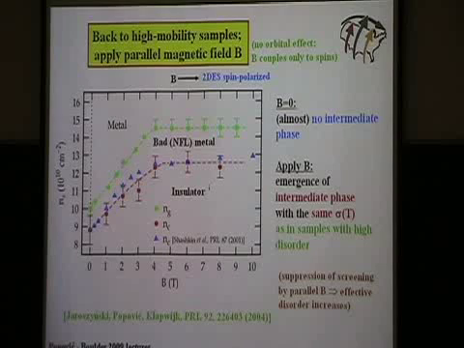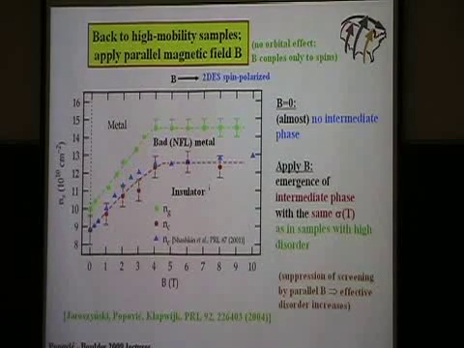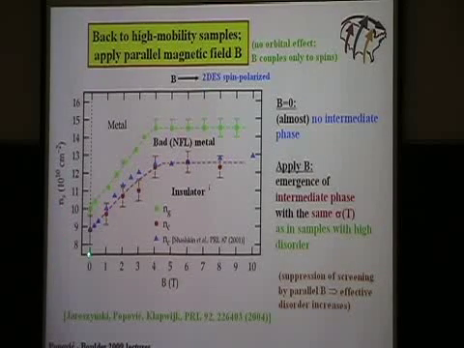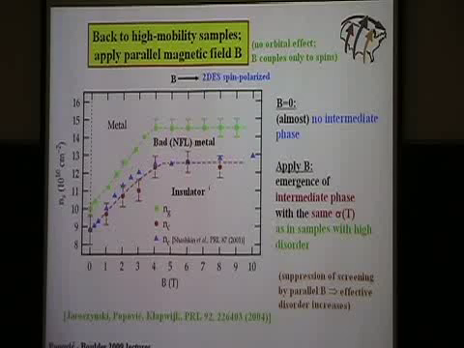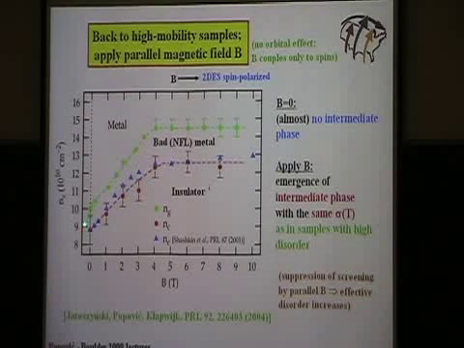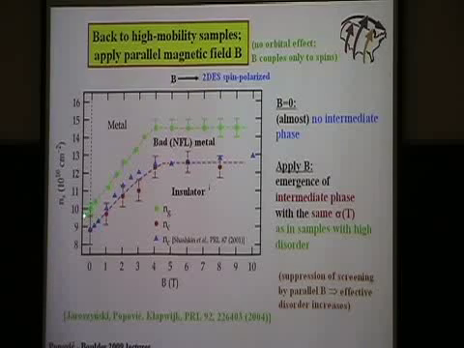However, in these samples, you can also see the emergence of the intermediate phase when you apply a magnetic field. So this is for high mobility samples. This is the density. Now we have a magnetic field, and this is a zero temperature phase diagram. So in zero field, our critical densities for the metal-insulator transition and the glass transition, within the error, are almost the same.